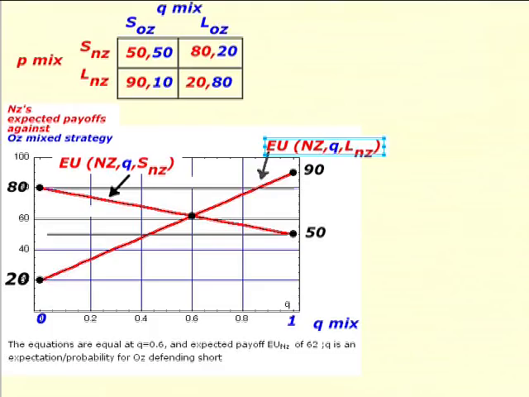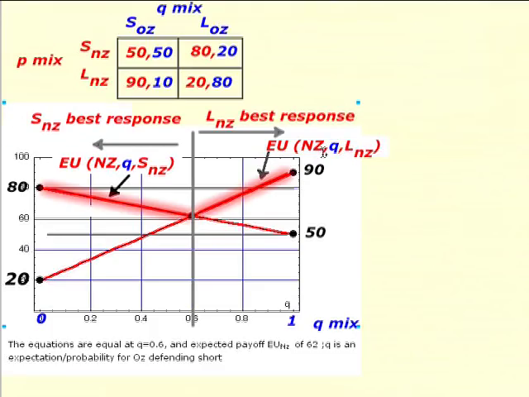So let's put in our best responses of New Zealand there just to highlight them. That intersection point tells us, okay, if Australia puts their QMIX too low, then New Zealand's going to respond with throwing short. If Australia puts it too high, New Zealand's going to respond long. And there's one critical value where New Zealand is just indifferent. Okay, here's the best responses. Now, let's throw those back in the graph that we had before.